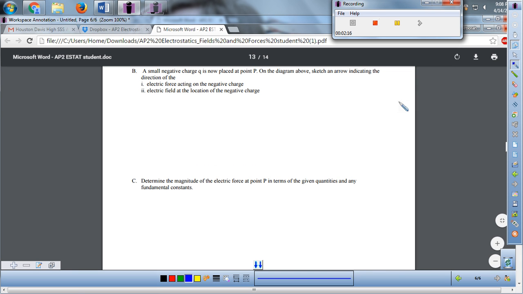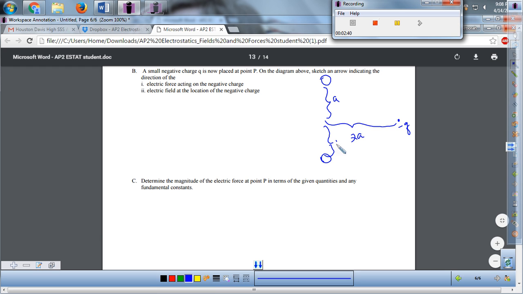So a small negative charge. So here is my Q. Here's my Q. And here's my little small negative charge over here. And it's distance 2A away. And it's a negative small q. And this is my A distance. And that's my A distance. And they want to know, first of all, sketch an arrow indicating the direction of the electric force acting on the negative charge.